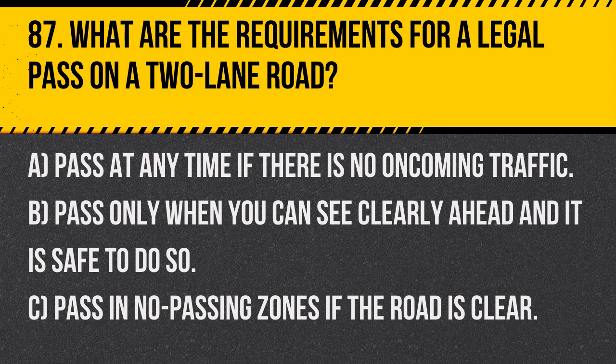Question 87. What are the requirements for a legal pass on a 2-lane road? A. Pass at any time if there is no oncoming traffic. B. Pass only when you can see clearly ahead and it is safe to do so. C. Pass in no passing zones if the road is clear.